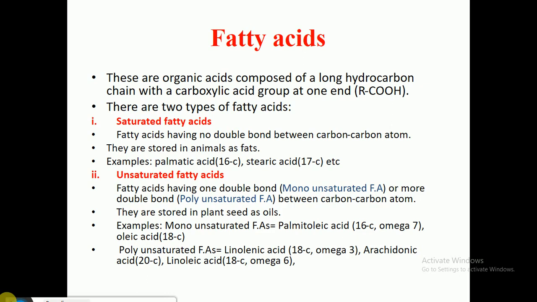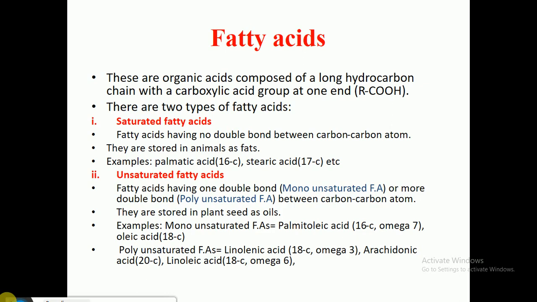Today our lecture is fatty acids. A fatty acid can be defined as an organic acid composed of a long hydrocarbon chain with a carboxylic acid group at one end.